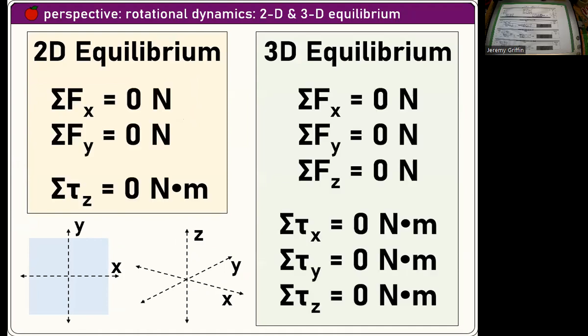Conditions for equilibrium. So the forces go to 0 and the torque goes to 0. That's what it looks like in 2 dimensions and 3 dimensions. Far more likely than not, you'll get that 2-dimensional type question.